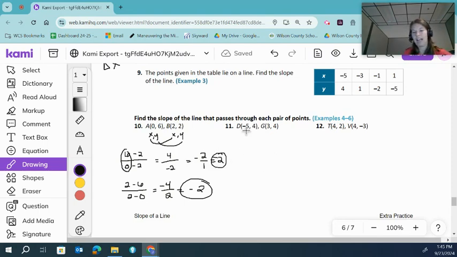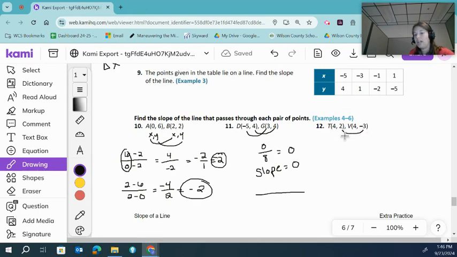Now let's take a look at number 11, the next one. My change in y values is 0, and my change in x values, -5 to +3, would be positive 8. If I take 0 and I divide it 8 times, I am still left with 0. So this is actually a 0 slope. This is a straight line that is horizontal like this. Now, if it were undefined, let's take a look at this next one.